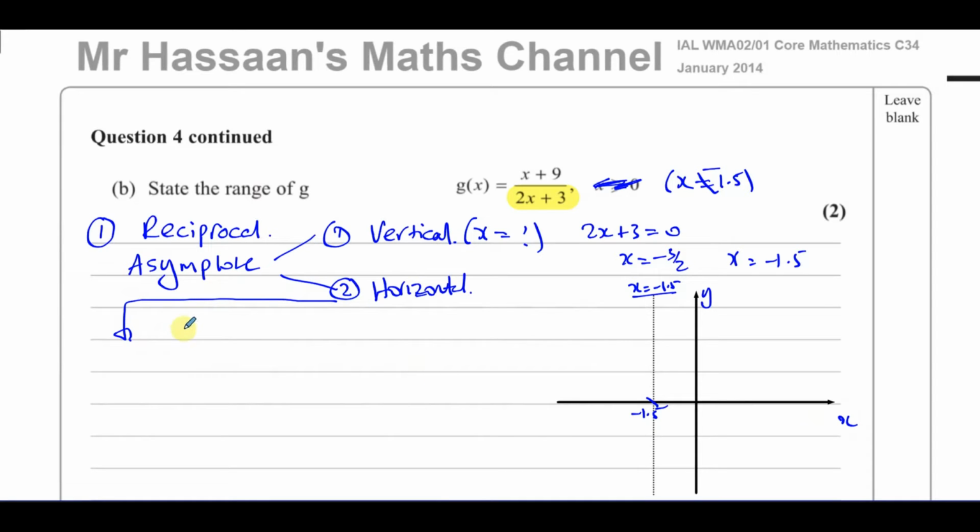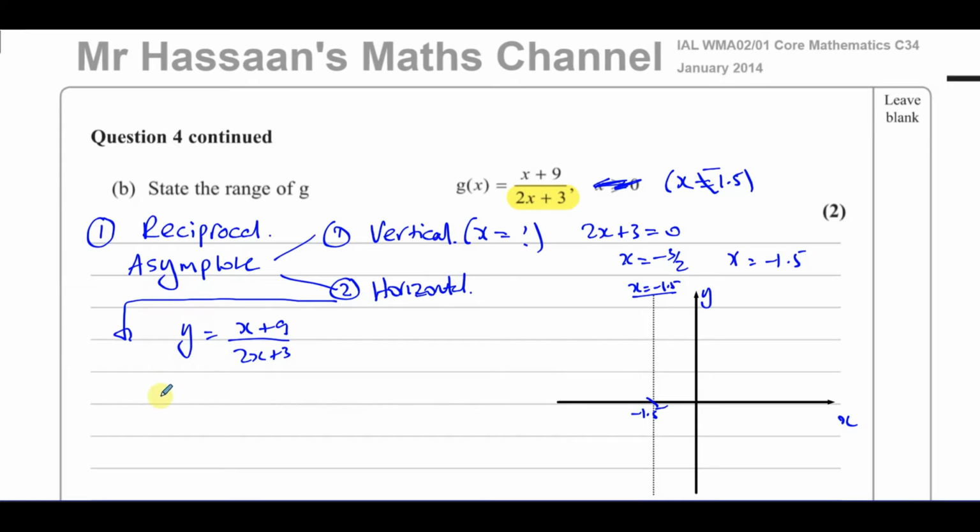Now, the horizontal asymptote, if we have y equals x plus 9 over 2x plus 3. It's going to be the value of y which causes this equation to break down and not to be able to be solved. And that's basically going to be the value of y, which when you try to solve the equation, will cause this coefficient of x to be the same as that coefficient. So that then when you try to solve it, it's going to become 0.